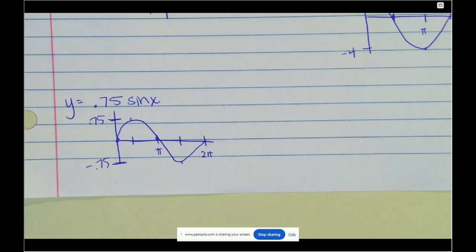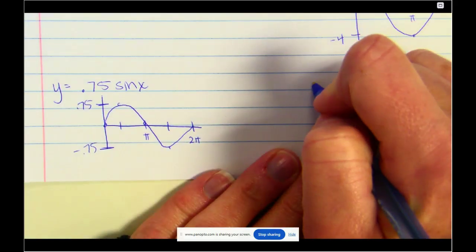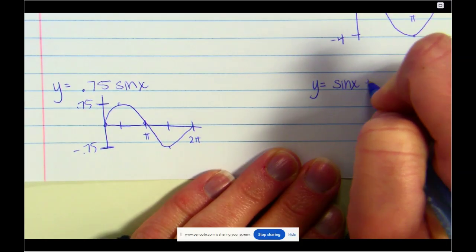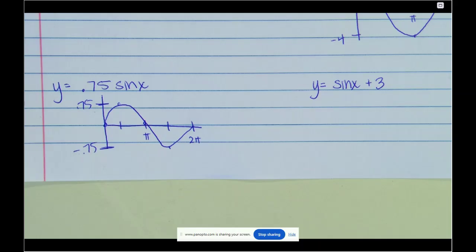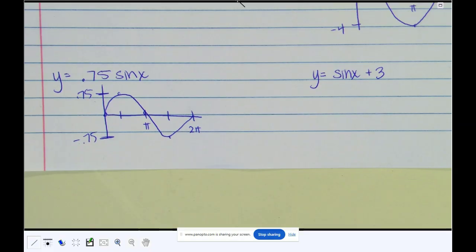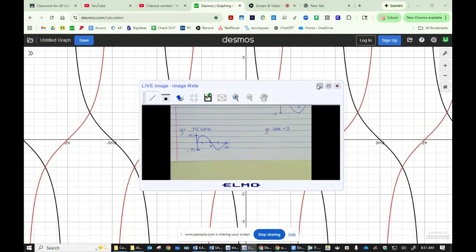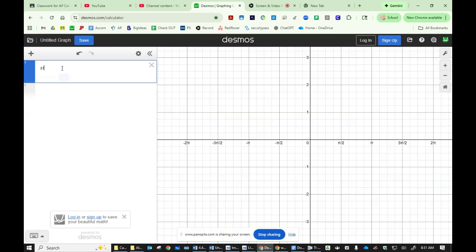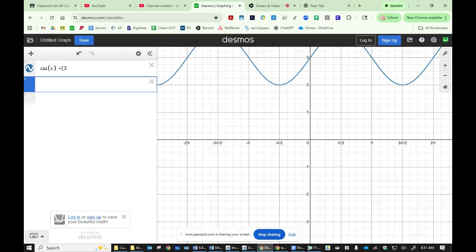So what I want you to do, you don't have to put this on your paper, but I would like you to graph on your calculator y equals sine x plus 3. Y equals sine x plus 3. So you know what this does based on the other transformations that we've done in first semester. What does it do? Shifts it up 3. Logical.